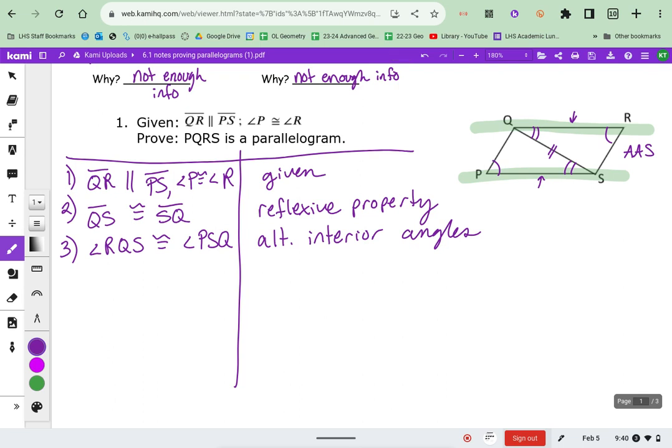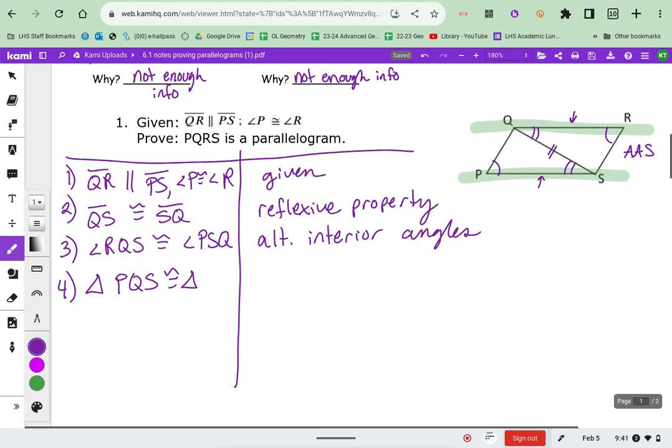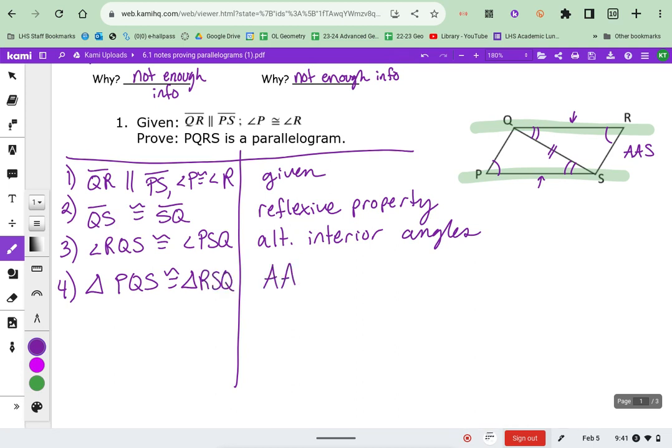And then we decided that was enough to prove our triangles were congruent. So in our next step, we can go ahead and say triangle PQS is congruent to triangle, and we want to do the same order. So let's see, PQS would match RSQ. So triangle RSQ by angle, angle, side.